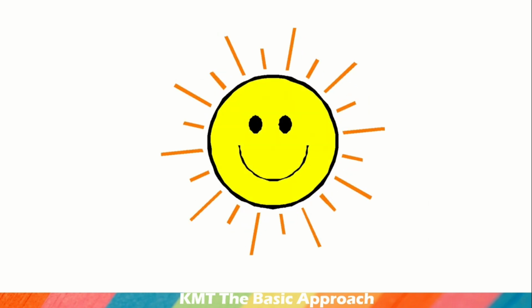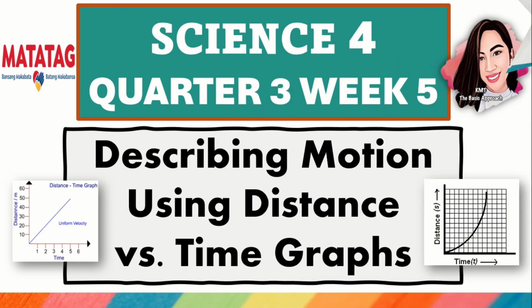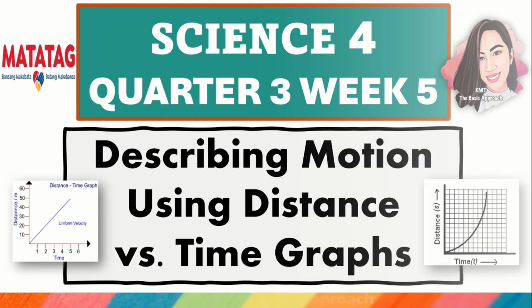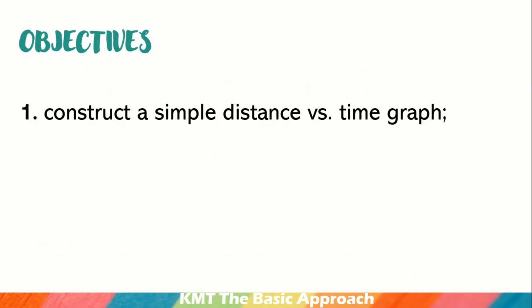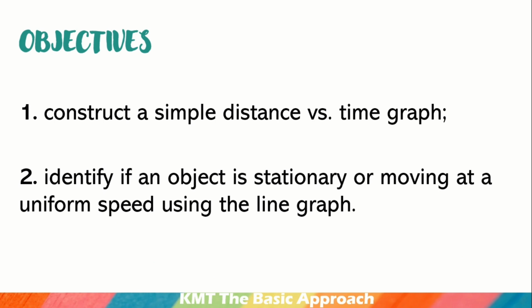Good day, kids! Today, we will learn about describing motion using distance versus time graphs. Here are the possible objectives for today's lesson. Number 1. Construct a simple distance versus time graph. Number 2. Identify if an object is stationary or moving at a uniform speed using the line graph.